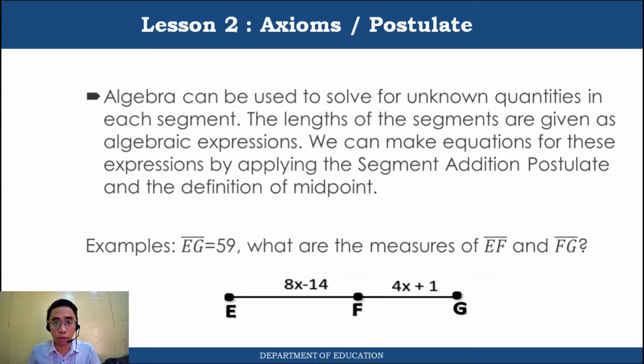Algebra can be used to solve for unknown quantities in each segment. The lengths of the segments are given as algebraic expressions. We can make equations for these expressions by applying the segment addition postulate and a definition of a point. For example, line segment EG is equal to 59. What are the measures of line segment EF and line segment FG? Mapapansin nyo, EF is 8x minus 14, tsaka si FG is equal to 4x plus 1.